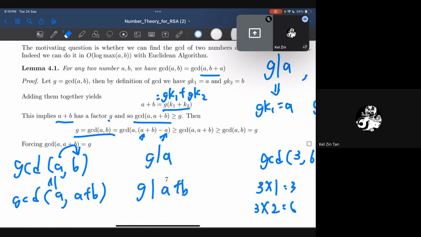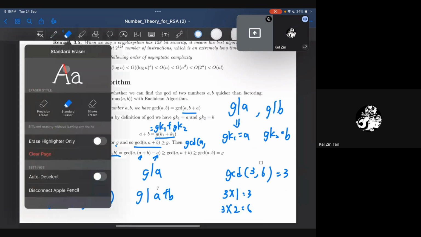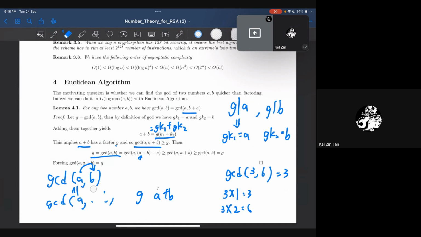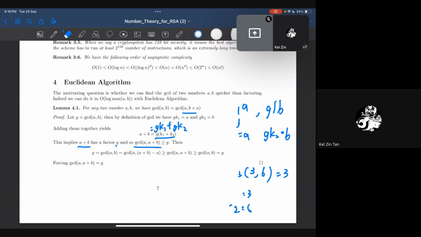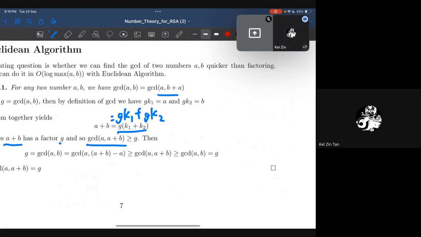Then okay, actually I think I should write the other parts here. Let me just clean this up first. Okay. Yeah, I think I forgot to write one line here.